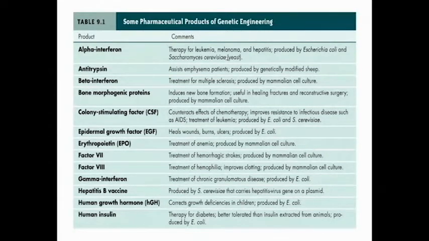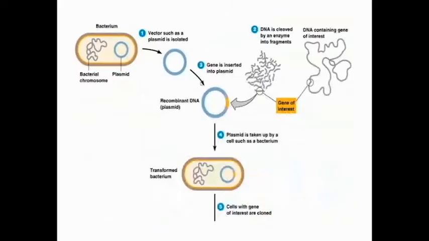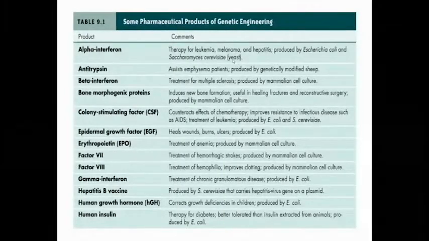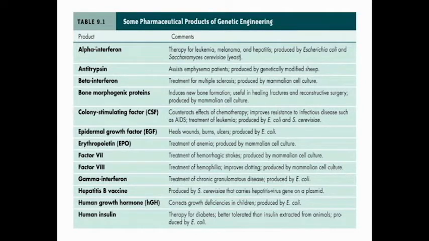So basically, through gene cloning, you introduce this recombinant DNA into the E. coli. Then the E. coli bacterial cell can produce the protein, so that it can be used by humans. All right, and also some human growth hormone can be produced by E. coli. So these are pharmaceutical products of genetic engineering.